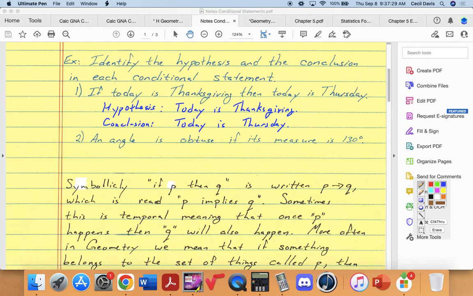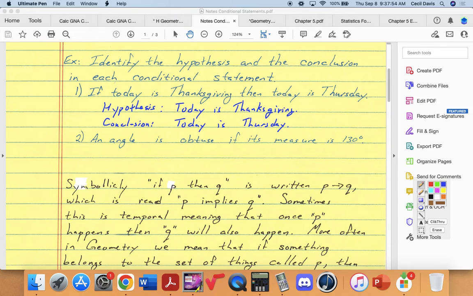If we were to switch the hypothesis and the conclusion, and we're going to do that on some sentence in a little while, is this a true statement? If today is Thursday, then today is Thanksgiving. No. How can I prove that that's false? I need a counterexample. Well, today is a perfect counterexample, isn't it? It's Thursday, but it isn't Thanksgiving yet.